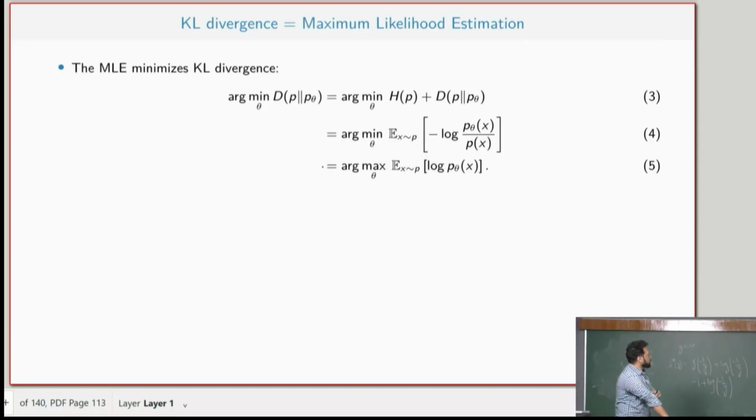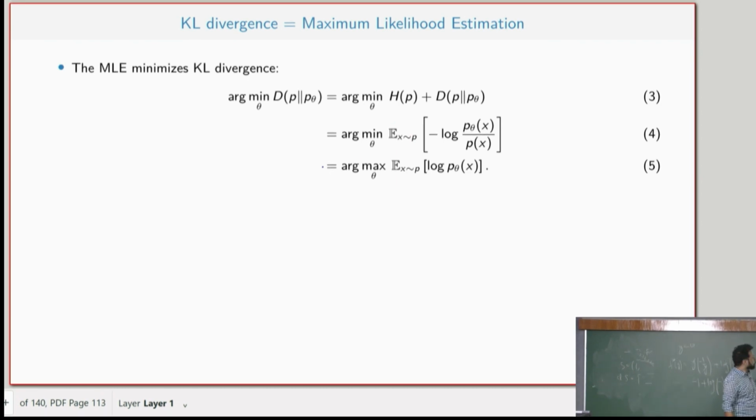Okay, so I have added this entropy term. I have added this without changing the minimization problem, because this is a minimization over theta. So I am saying that there is a parameterized distribution p theta. In maximum likelihood we pick a parameterized distribution p theta, and we try to see how close it is to the original distribution, right?